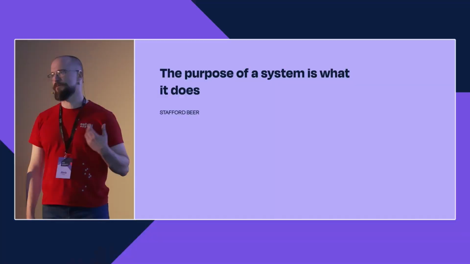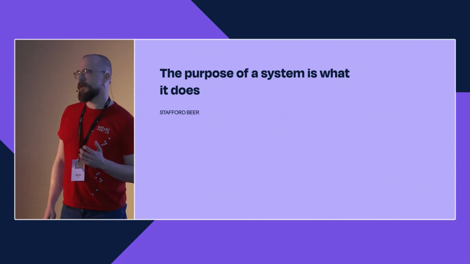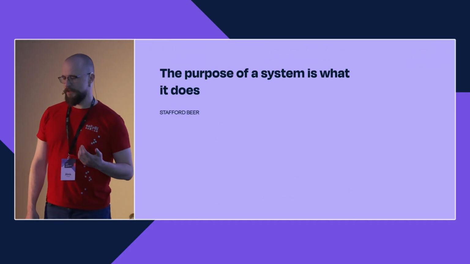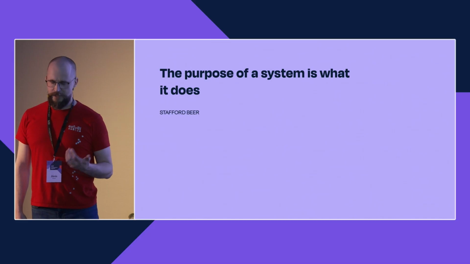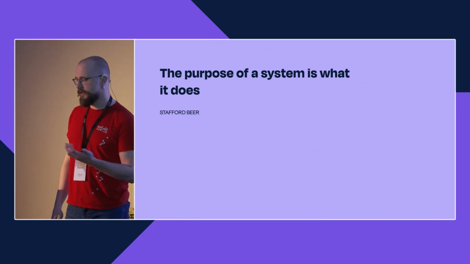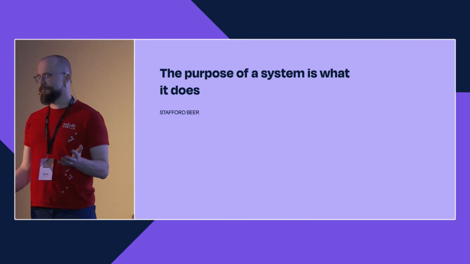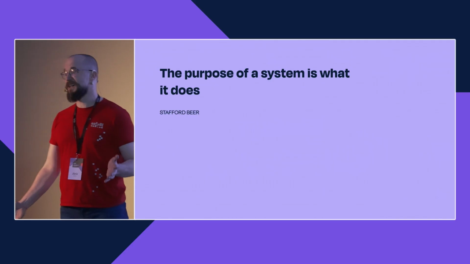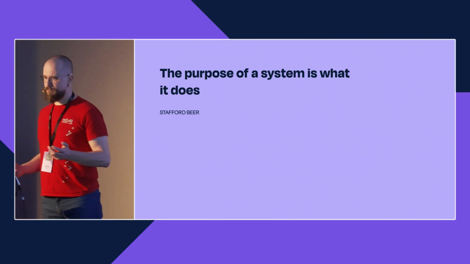Stafford Beer was a professor and a consultant in the UK during the last century, and he coined this phrase in the context of systems analysis, that you could argue what the system should do, but at the basic level, the purpose of a system is what it does. And I think it can also be applied to reports. The purpose of a report is what it does. And what does that mean?